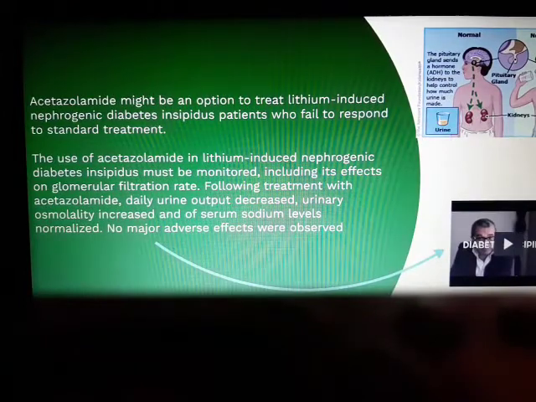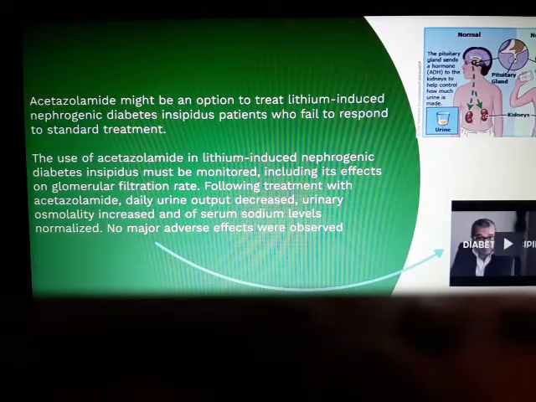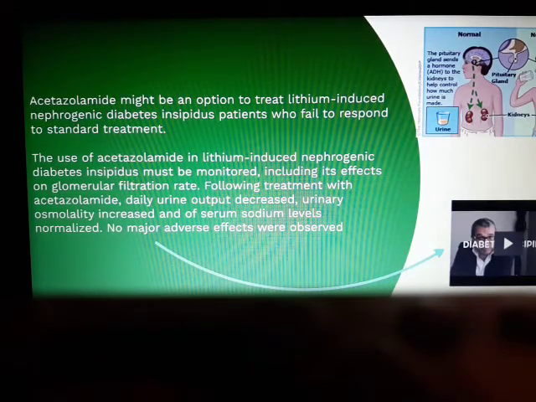Applications in medicine. Acetazolamide might be an option to treat lithium-induced nephrogenic diabetes insipidus patients who fail to respond to standard treatment. The use of acetazolamide in lithium-induced nephrogenic diabetes insipidus must be monitored, including its effects on glomerular filtration rate. Following treatment with acetazolamide, daily urine output decreased, urinary osmolality increased, and observed sodium levels normalized. No major adverse effects were observed.